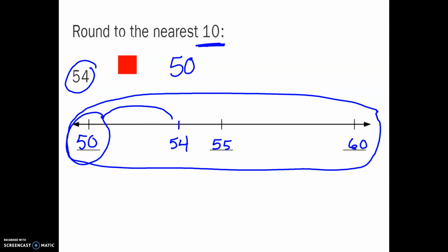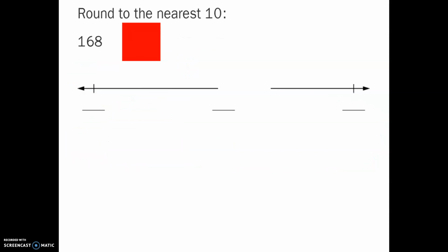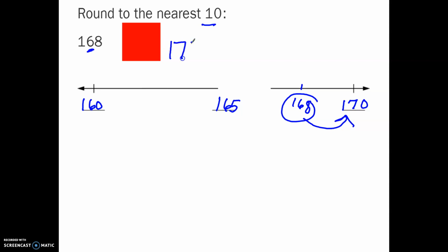We're going to practice several of these. If I want to round 168 to the nearest 10, well, 168, I'm going to focus on the tens place. It's going to be between 160 and 170. My halfway number is 165. Put 168 on the number line where I think it fits. 168 is closest to 170. So to round 168 to the nearest 10, it would be 170.